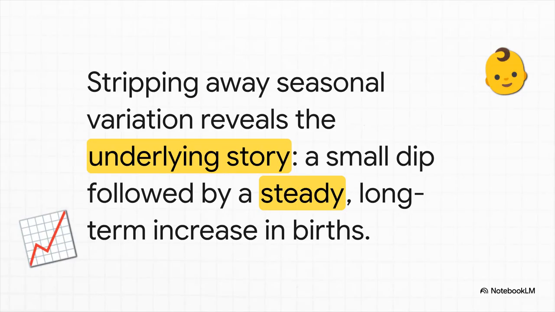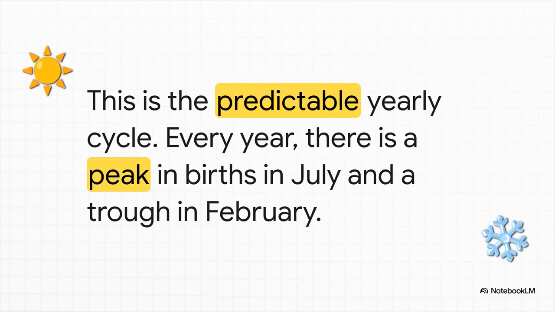First up, the trend. Once you strip away all those seasonal ups and downs, you can see the underlying story really clearly. There's a little dip around 1948, but after that, it's pretty much a steady, long-term climb in the number of monthly births in New York City. That's the big picture movement. Next, let's look at that seasonal component. And this is amazing. The pattern is incredibly consistent. It's like clockwork. Every single year, you see a big spike in births around July and a low point in February. This exact same rhythm was playing out year after year, on top of that long-term trend we just saw.